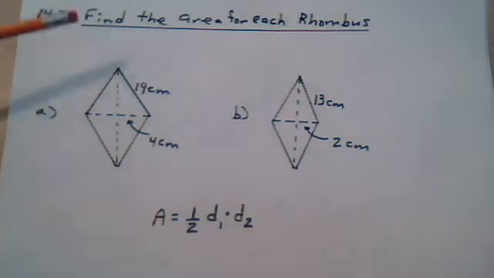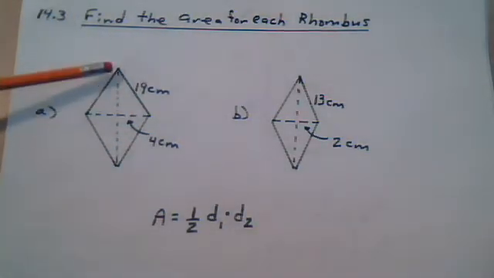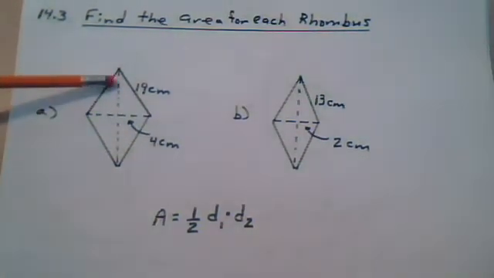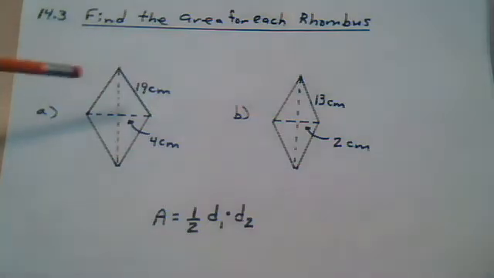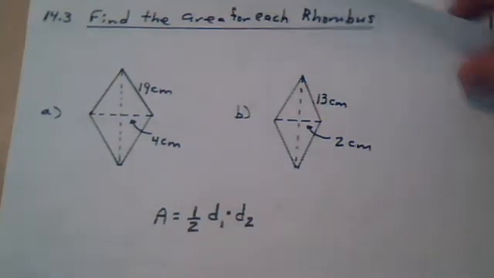Since it's a rhombus, the diagonals bisect each other. In other words, this diagonal and this diagonal cut each other in half. So this half and this half are equal, this half and this half are equal. And they also are perpendicular. So diagonals bisect each other, and the diagonals are perpendicular, so there should be a 90-degree angle here. So let's go ahead and work this one out.